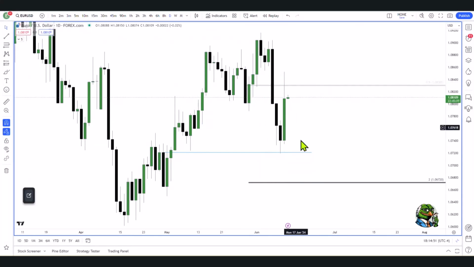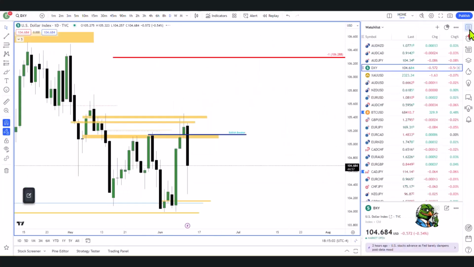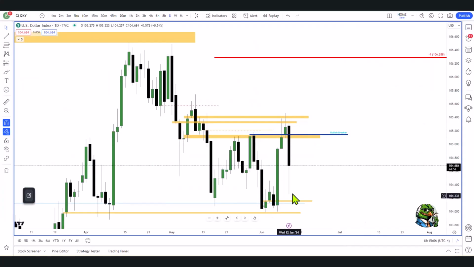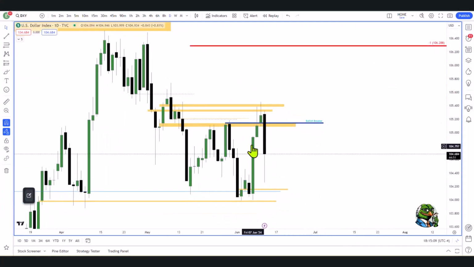Okay, so I'm expecting lower prices from where we are into this zone here, 106.72. Okay, let's have a quick look at the dollar index. Dollar index has had a nice pump up, and I've got the levels marked. I won't talk about these now, I'll do this in a separate video, but we can see these levels I've got on these charts are respected.